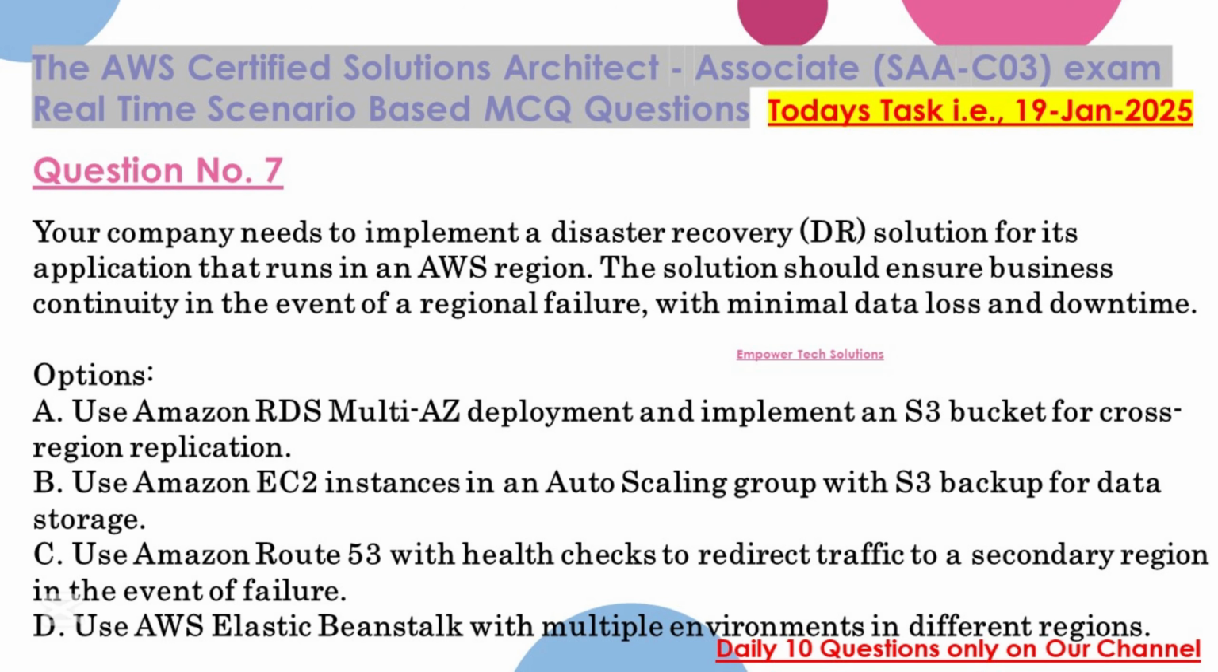Your company needs to implement a disaster recovery (DR) solution for its application that runs in an AWS region. The solution should ensure business continuity in the event of a regional failure, with minimal data loss and downtime. Options: A. Use Amazon RDS multi-AZ deployment and implement an S3 bucket for cross-region replication. B. Use Amazon EC2 instances in an auto-scaling group with S3 backup for data storage. C. Use Amazon Route 53 with health checks to redirect traffic to a secondary region in the event of failure. D. Use AWS Elastic Beanstalk with multiple environments in different regions.